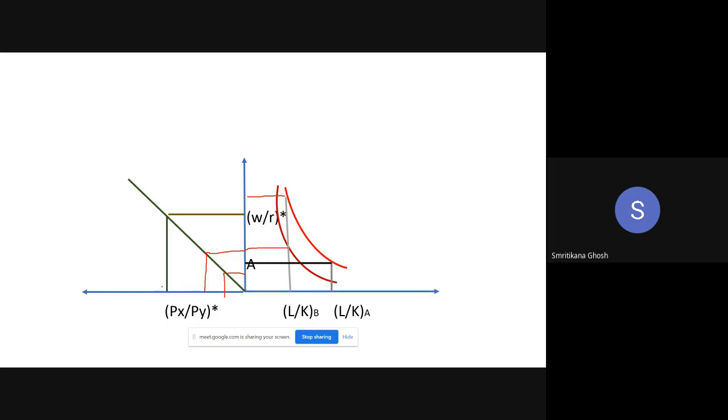Yes, ma'am. And ma'am, in the exam, what type of questions can come from this? Look, in the question, it will be very much specified: draw the diagram with an overlapping zone, or show there is an overlapping zone, but still the countries are not making incomplete specialization. It's like that. So you have to read the question carefully and draw accordingly.